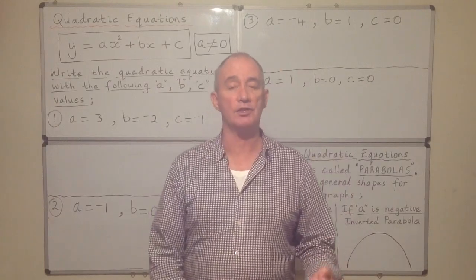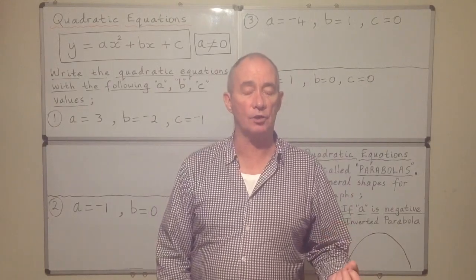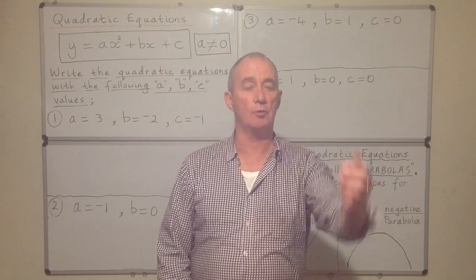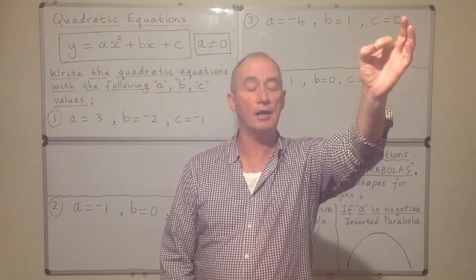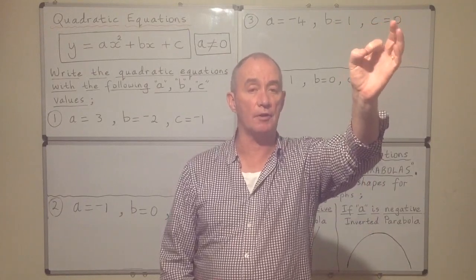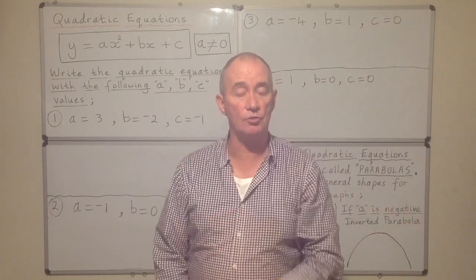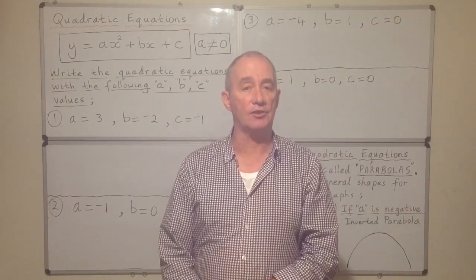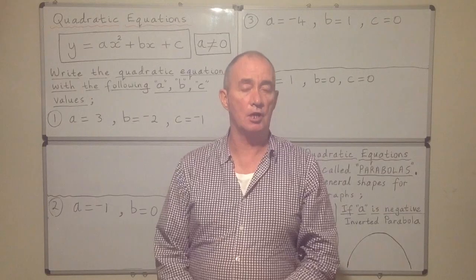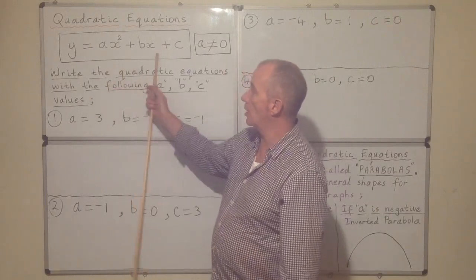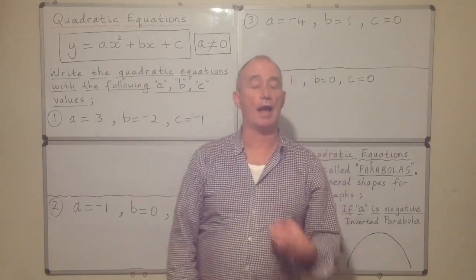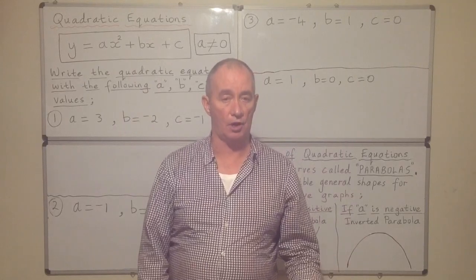Now what that means is, when we draw graphs of these equations, the vertical axis will be labelled with y. Y is the dependent variable. The horizontal axis will be labelled with x. X is the independent variable. So, in this equation here, x and y are the variables in the equation.